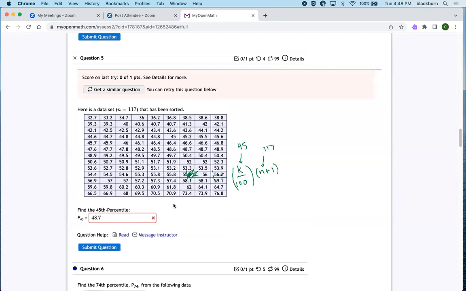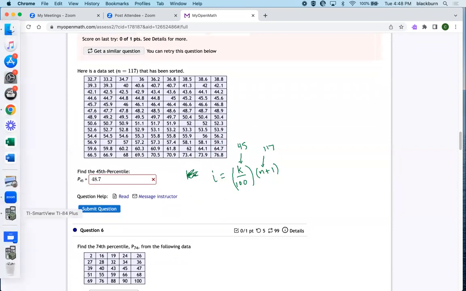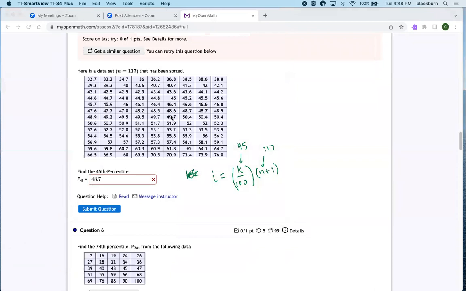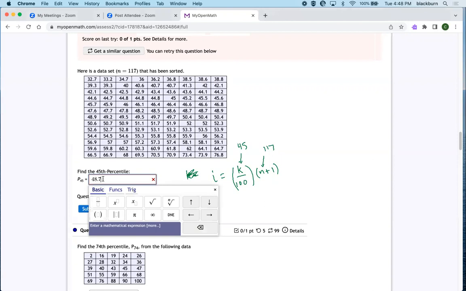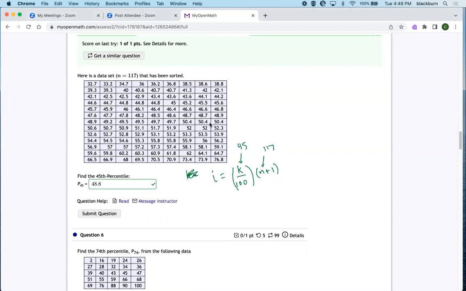48.7. Nope. Wrong. 53rd position, right? It's 53.1. So I wonder if it's between the 53rd and the 54th. So between the 53rd and the 54th is going to be 48.7 and 48.9. So halfway in between them is 48.8. Yeah, so if you get a decimal, then you're going to have to go halfway in between the values.